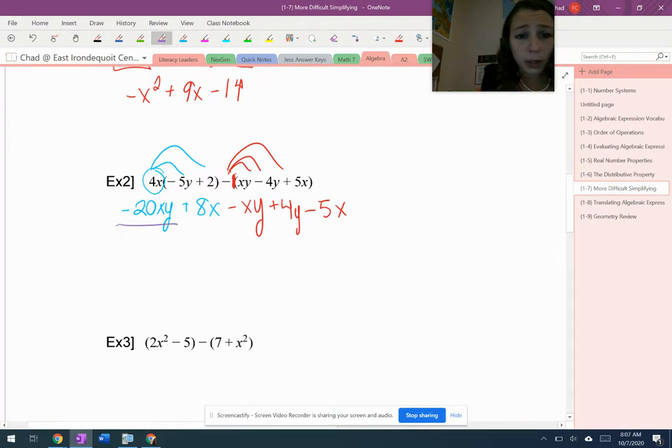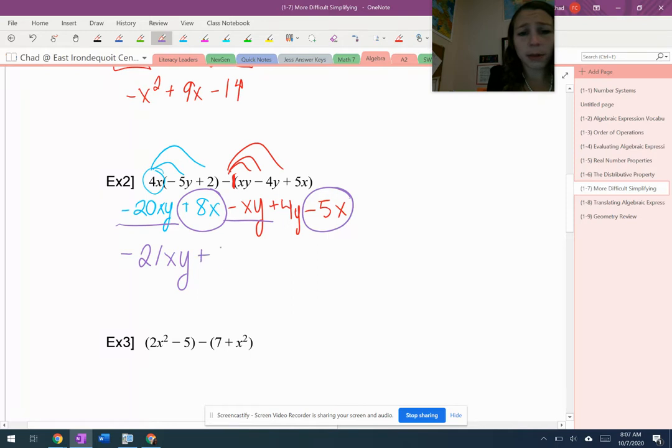I have a 20xy that I can combine with this negative 1xy, sorry, a negative 20xy to get a negative 21xy. 8x minus 5x would give me a positive 3x. And then my plus 4y can just come down. Boom. Simplified. No more like terms. Good to go.